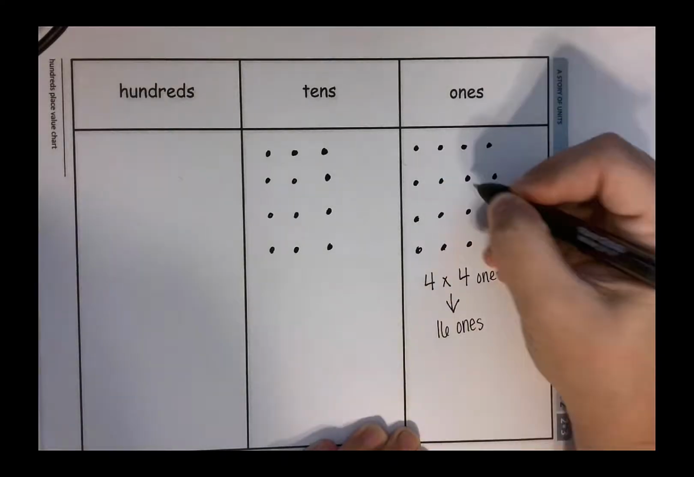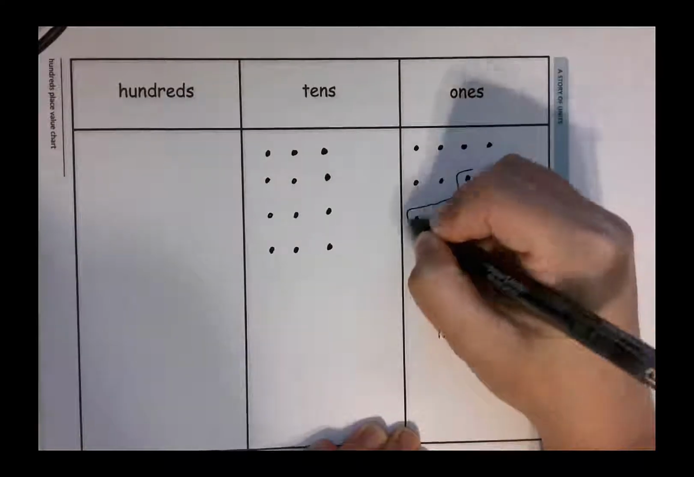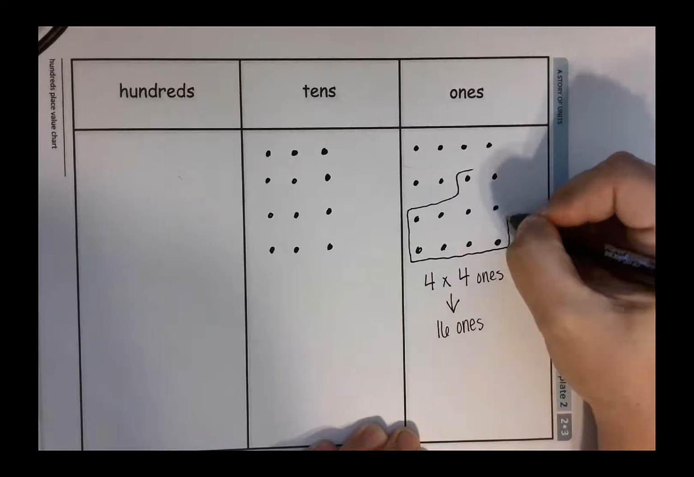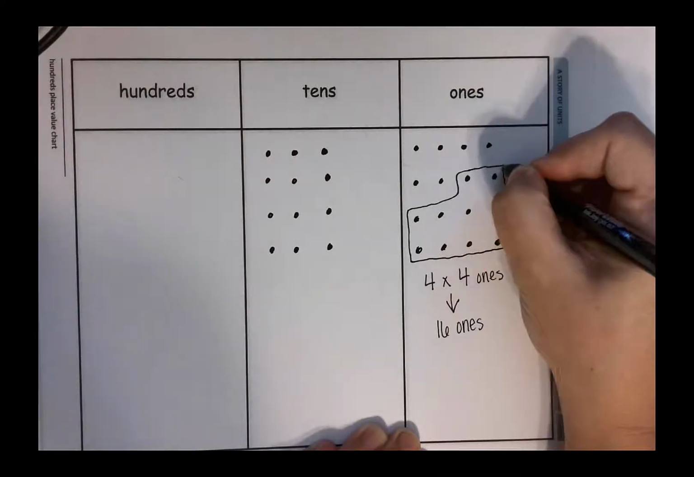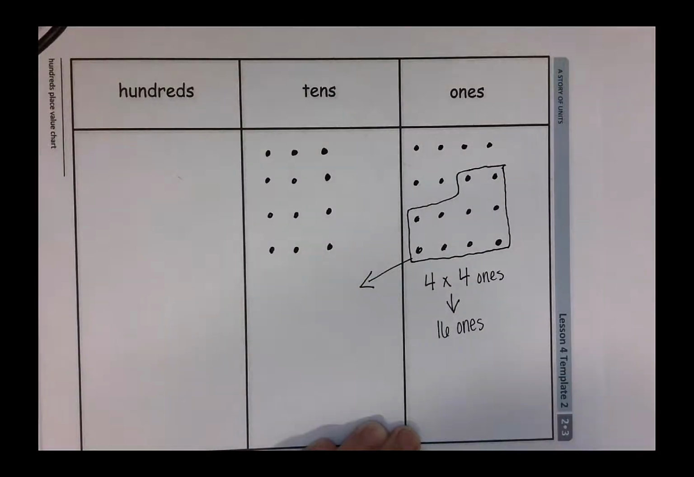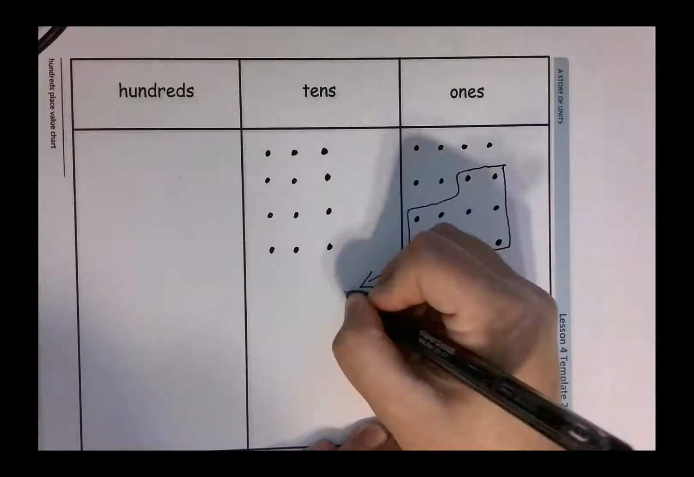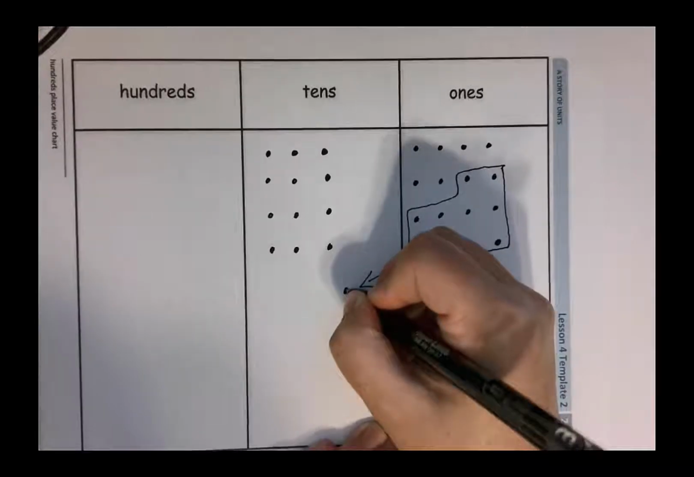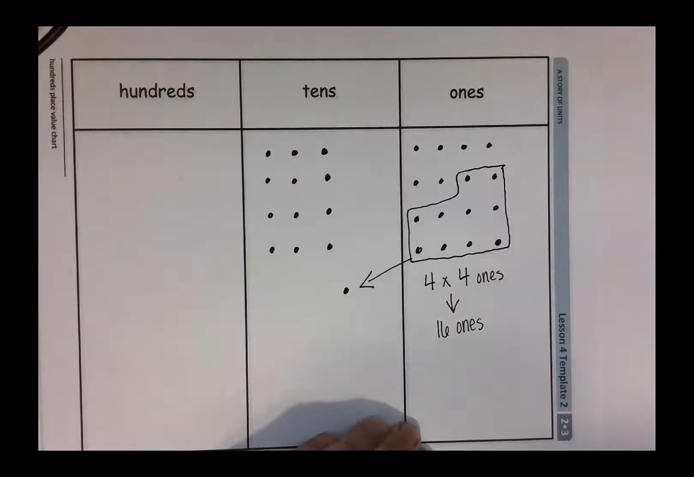So I'm going to bundle these 2 right here and the 8 that are in these 2 rows, because I know 8 and 2 are 10. And I'm going to regroup that over here. I'm going to show this grouping, and I'm going to put one more 10 here in the tens place to show that regrouping.